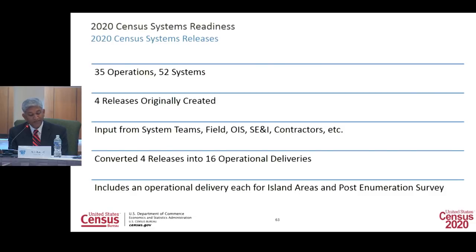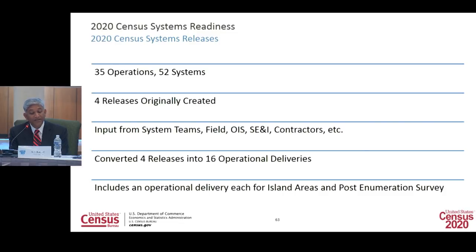Every one of us needed a better organized approach with clarity and detail to be able to handle the huge number of permutations and combinations of operational threads effectively and efficiently with an ability to soft launch each operation. The result of an effort to arrive at a more detailed approach is that we converted the four releases into 16 operational deliveries of systems, including an operational delivery each for island areas and post-enumeration survey.